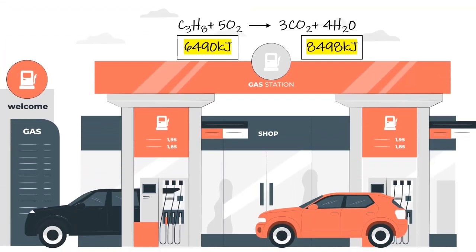Propane is used as a fuel for vehicles. On the reactant side, breaking the bonds requires about 6,490 kJ. On the product side, forming the bonds releases about 8,498 kJ of energy. Since the energy released in forming the products is greater than the energy required to break the reactants' bonds, the reaction releases energy which is used to run the vehicles.